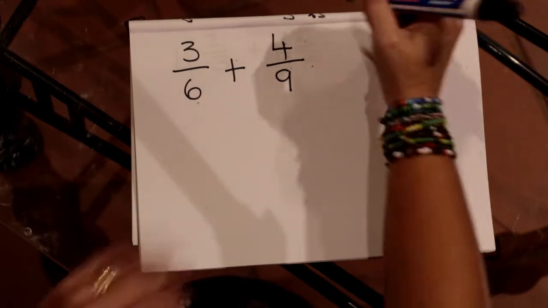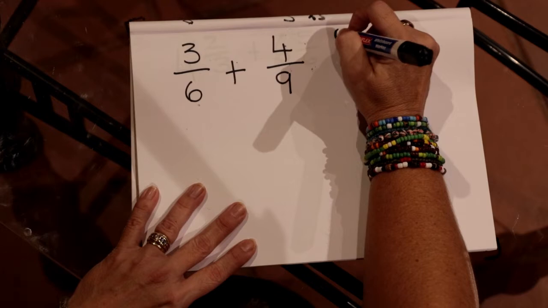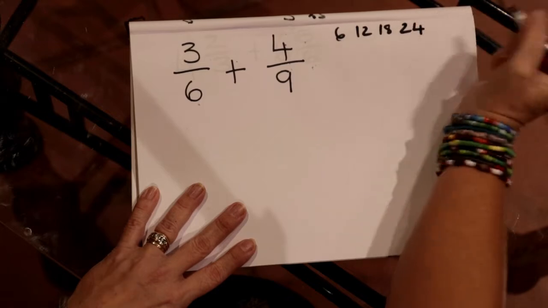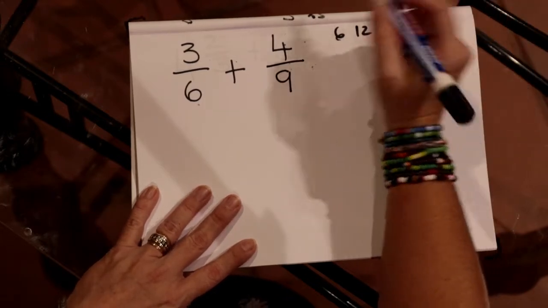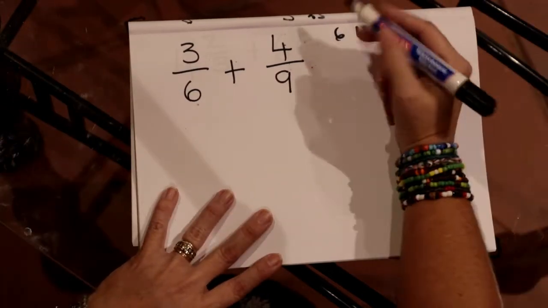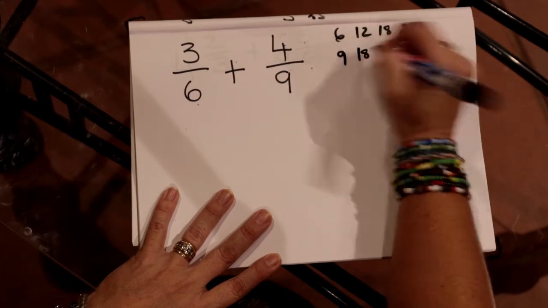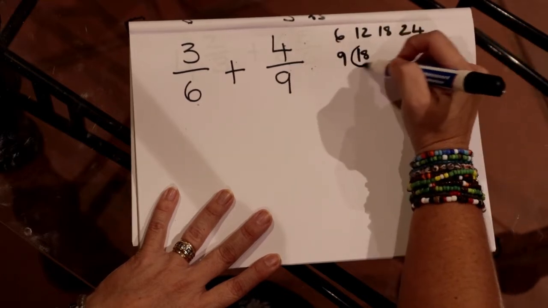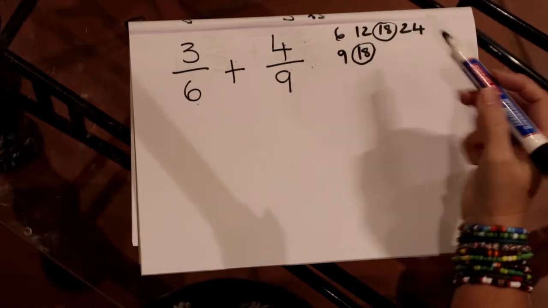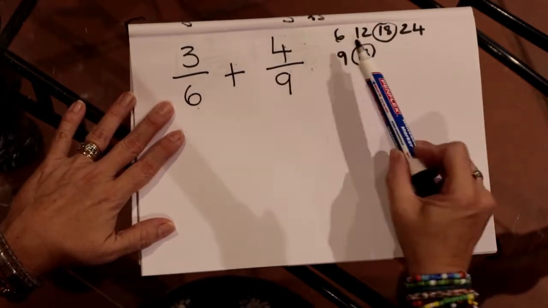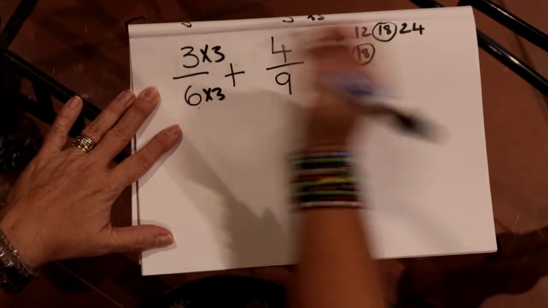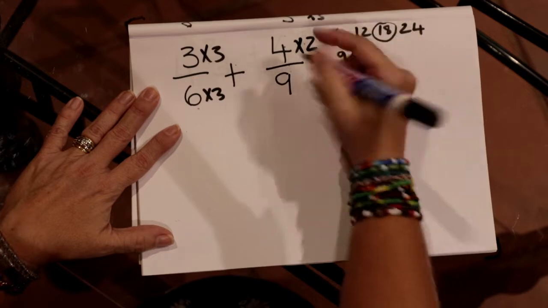So what I want you to do is write down the multiples of 6. You only have to do the first 4 or 5, and then you're going to write down the multiples of 9. In other words, whatever your denominators are, those are the multiples you're going to write down. With 9, I only have to go up to 18, because now I've already found the number that appears in both of them, in other words, the common multiple of both of them. So now I can see my 6 side, I have to times by 1, 2, 3. And the 9 side, I have to times by 1, 2.